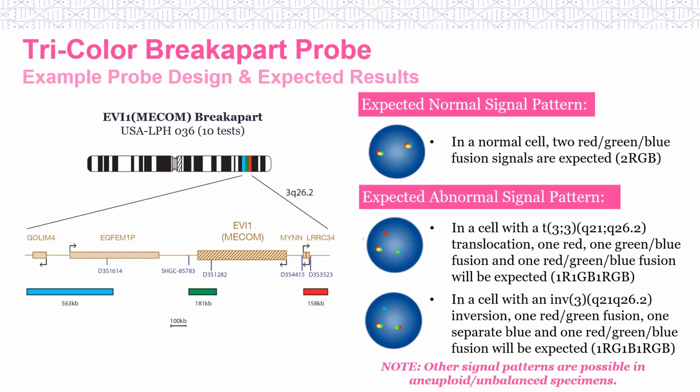MECOM encodes a zinc finger protein that is inappropriately expressed in the leukemic cells of AML and MDS patients. This deregulated expression is often due to chromosomal rearrangement involving 3q26.2, with the two most common aberrations being the translocation t(3;3)(q21;q26.2) and inversion inv(3)(q21q26.2). The breakpoints for the translocations and inversions vary considerably.